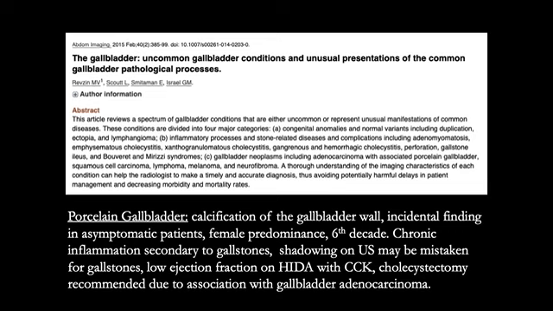Typically it's more common in females in the 6th decade of life, and it's due to chronic inflammation secondary to gallstones. If you do an ultrasound in this patient, the calcifications can be mistaken for gallstones because of the shadowing, and when we do a HIDA scan with CCK, we can find low ejection fraction in these patients. Cholecystectomy is typically recommended because of the association of porcelain gallbladder with gallbladder adenocarcinoma. Here's a paper describing the uncommon gallbladder conditions in some unusual presentations.